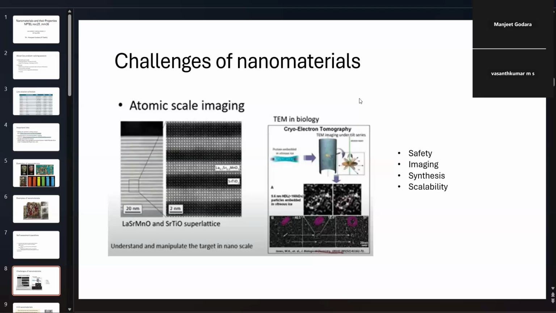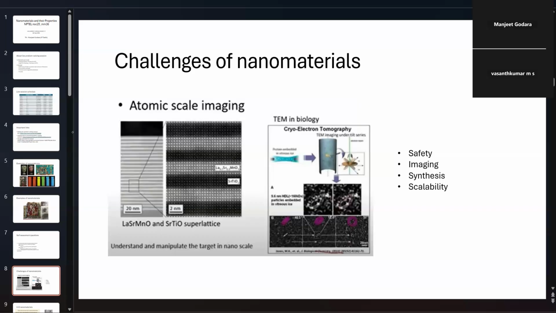Imaging, again, is very difficult. For bigger particles, you can use an optical microscope, which is really readily available. You just need lenses. But to see things in the nano scale, you need to go down to the nano scale.